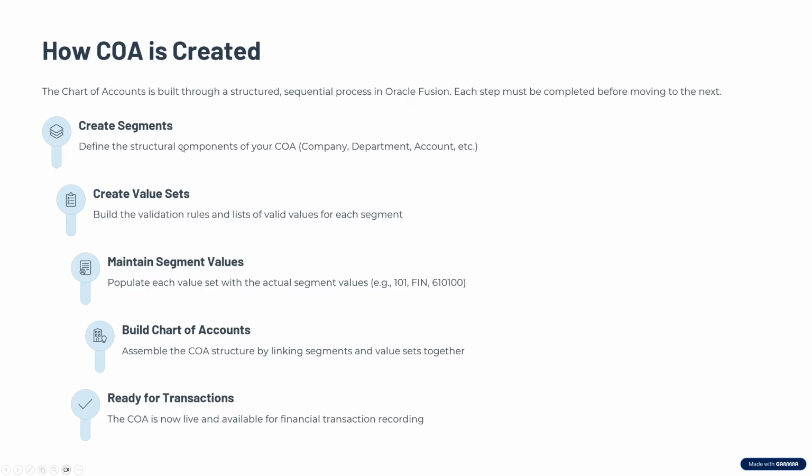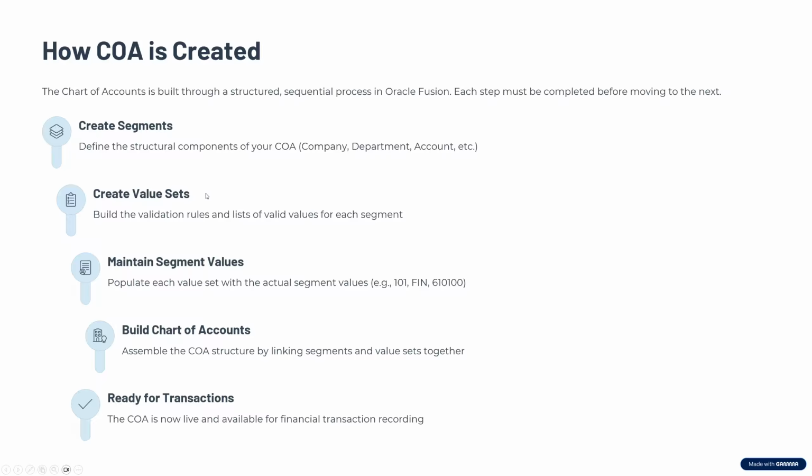Once we create the segment, then we move to the creation of the value set. For every segment, we need to create the value set. For company, we have created a segment, so we need to create the company value set. For department, we need to create the department value set. For account, we need to create the account value set. This is the way you need to follow the hierarchy.